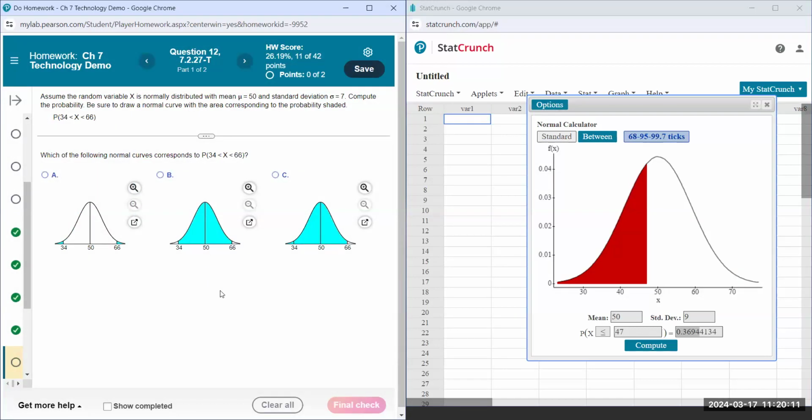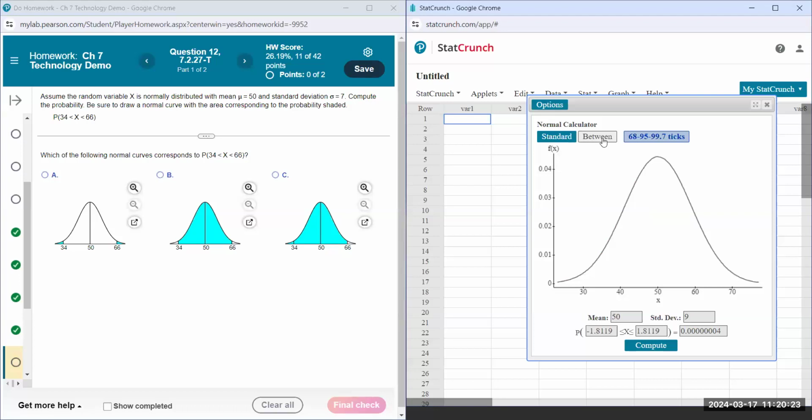Okay, question 12. Here's another between. So let me do, oh no, just look at the tick marks showed up. So there's the one that I was talking about, 68, 95, 99.7. So let's go to a between. Okay, so here 50 is the center, now 7. So maybe we can even do the phone bill problem.